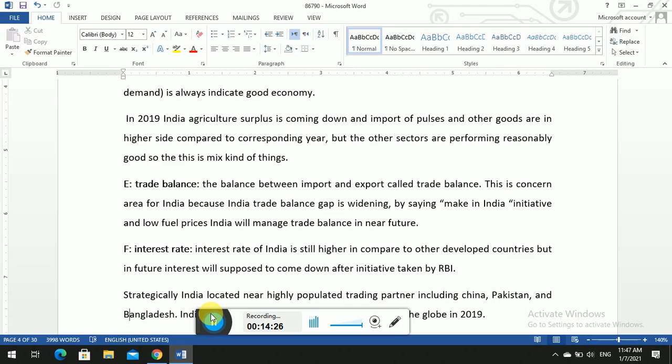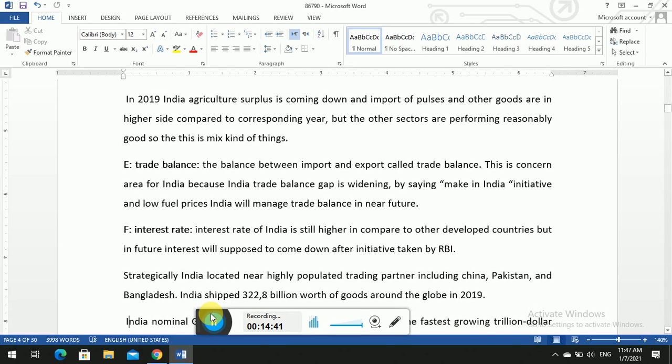This is a concern area for India because India's trade balance gap is widening. By the Make in India initiative and low fuel prices, India will manage its trade balance in the near future. They are still having some issues regarding their trade balances. The interest rate of India is still higher compared to other developed countries, but in future the interest rate is supposed to come down after the initiative taken by RBI, which is a research. I don't know which organization this is.